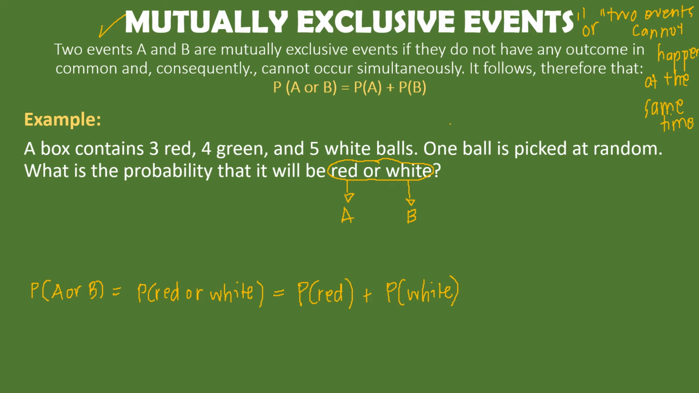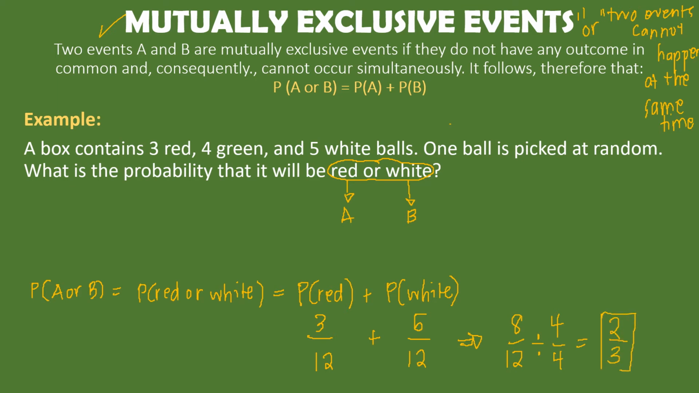And what is the probability of getting a red? There are actually 3 red balls out of 7 plus 5, 12 balls. There are 5 white balls out of the 12 balls. If we simplify this one, we will get 8 over 12. Simplifying further by dividing by 4, we will get 2 over 3.